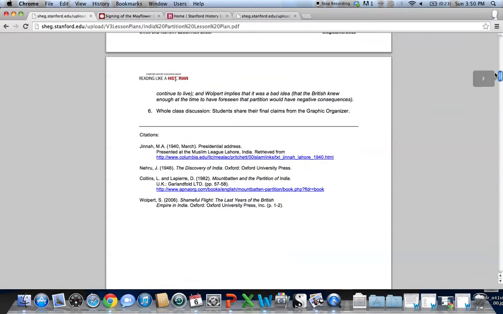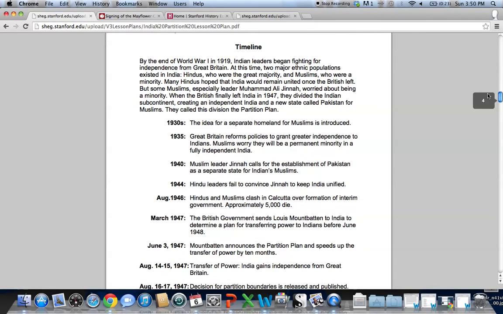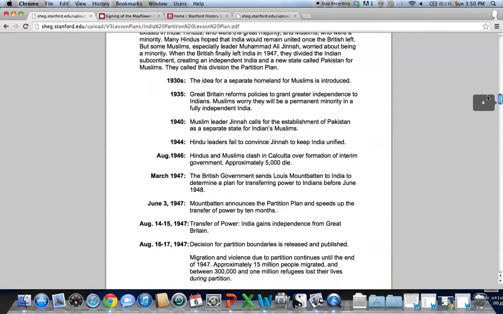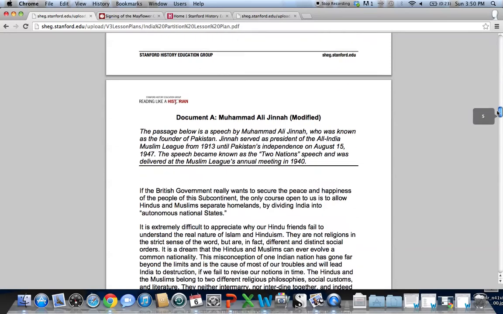So again, this is what's really, really great. And the other thing I really like is it gives you a timeline, so students can refer to this timeline. Almost all of the lessons do have a timeline involved. In this case, especially for the partition lesson, it actually is pretty necessary because a lot of the issues of partition have to do with the fact that Mountbatten really sped up the transfer of power, as you see right here on the June 3rd note.